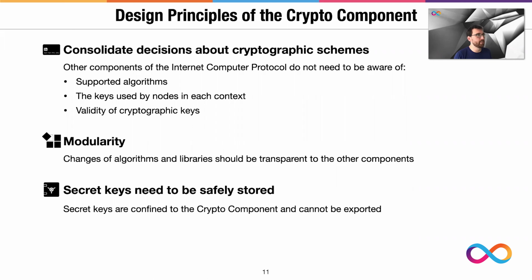One other principle that we try to follow is modularity. The reason for consolidating all the crypto code in a single place is also to make it easier in case in the future one discovers vulnerabilities in libraries, wants to swap one cryptographic scheme for another, or finds out that there are more efficient libraries out there. We really try to make it as transparent as possible for the rest of the Internet Computer to make changes to the crypto code. This is one of the motivations, because at some point we will probably need to fix some algorithm, or there will be vulnerabilities in a dependency, and we would like to swap these out as easily as possible.